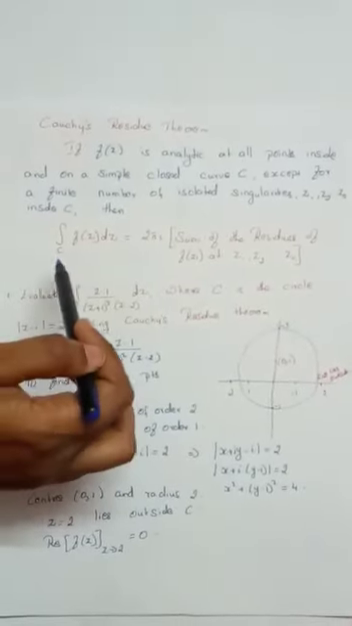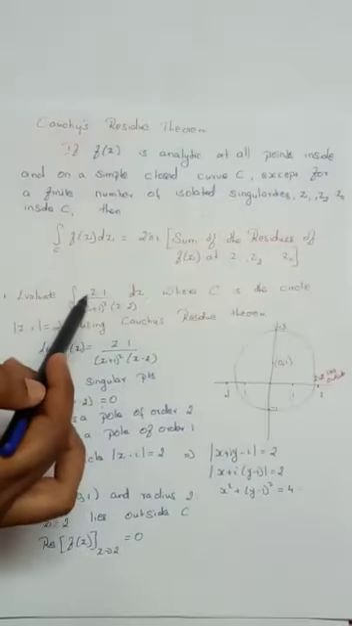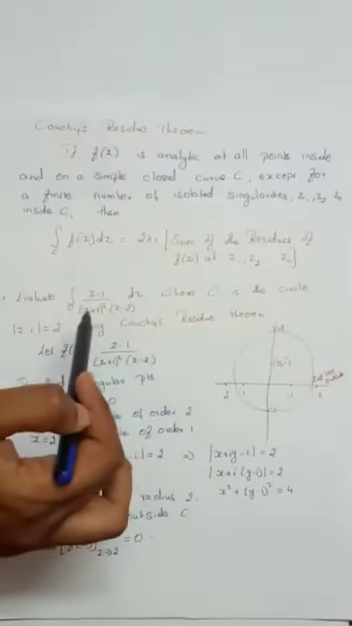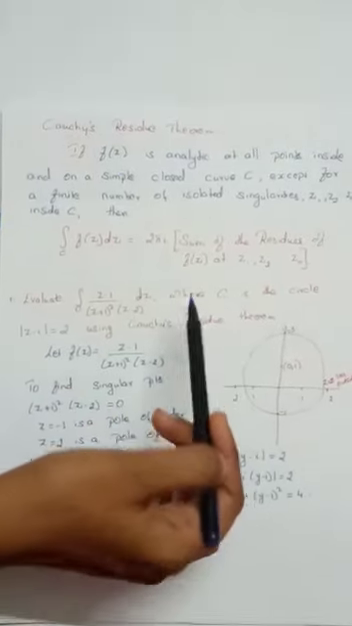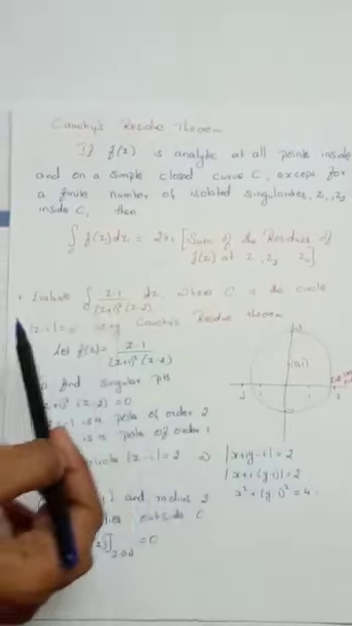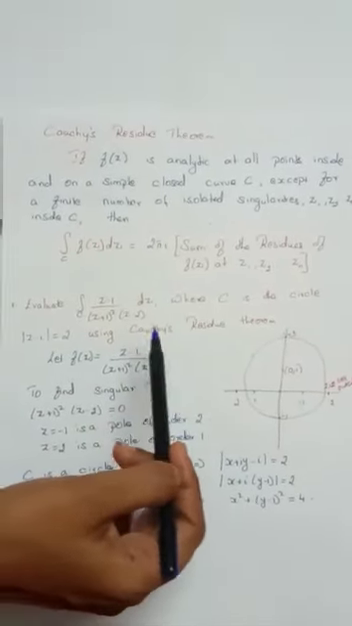Already we have seen how to find residues. Keeping that, we are going to solve this problem. Evaluate the integral over C of z minus 1 divided by (z plus 1) whole square times (z minus 2) dz, where C is the circle mod z minus i equal to 2, using Cauchy's residue theorem.